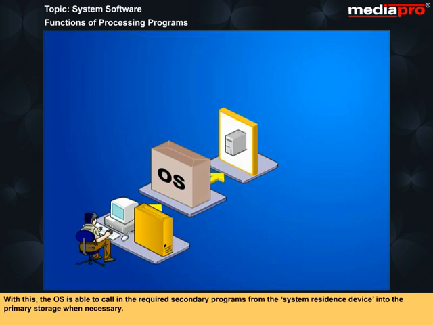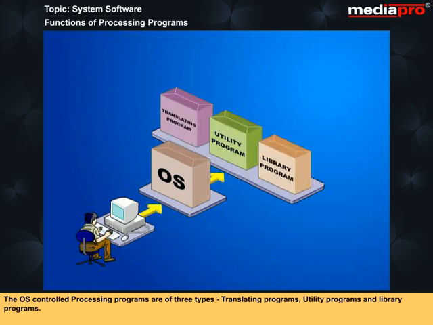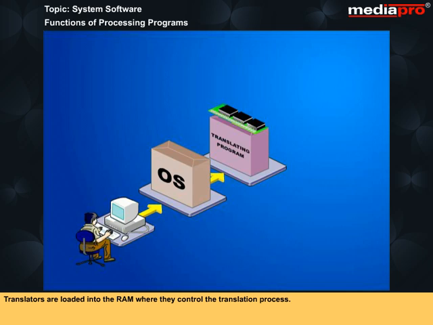With this, the OS is able to call in the required secondary programs from the system residence device into the primary storage when necessary. This gives it access to a number of programs that can simplify processing operations. The OS-controlled processing programs are of three types: translating programs, utility programs, and library programs. Translation programs or translators convert the program written in human intelligible languages into machine language codes for the computer to process. Translators are loaded into the RAM where they control the translation process.